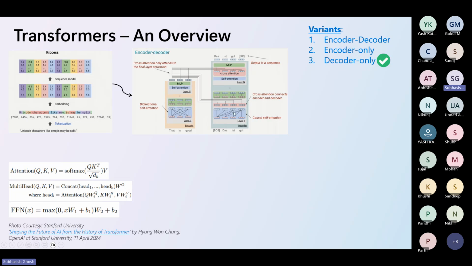A very important question comes up: how does the encoder and the decoder connect to each other? It's essentially via the cross attention mechanism. If you see, each of these are connected via the cross attention mechanism.